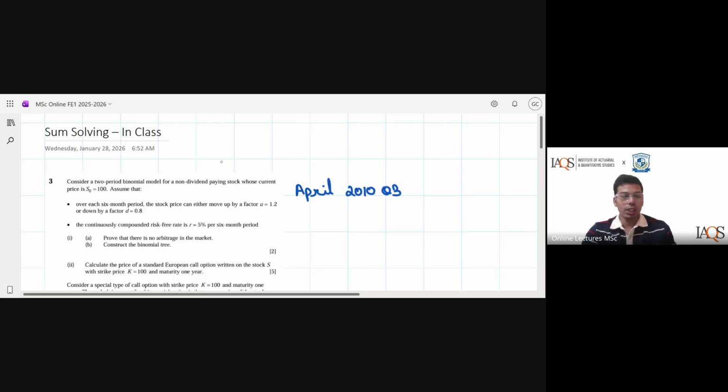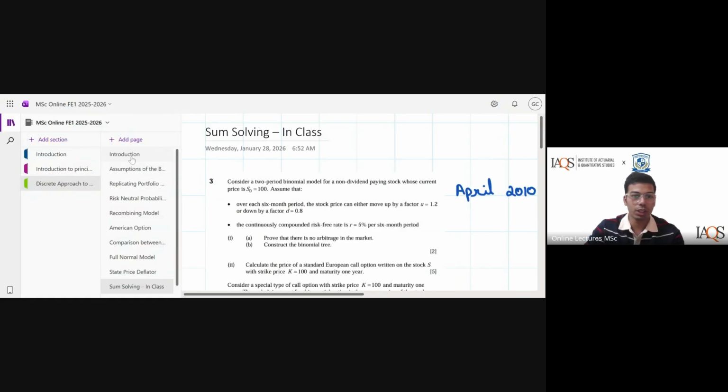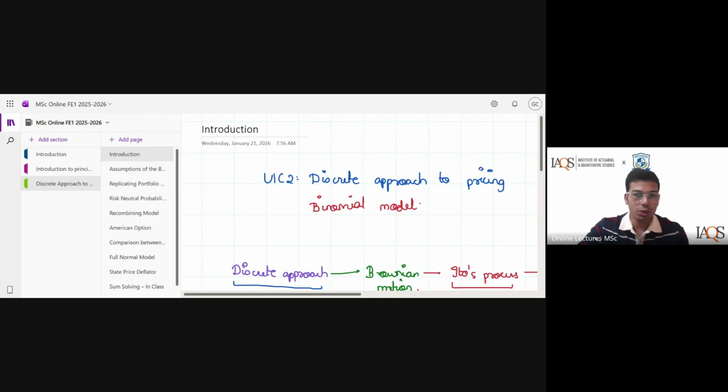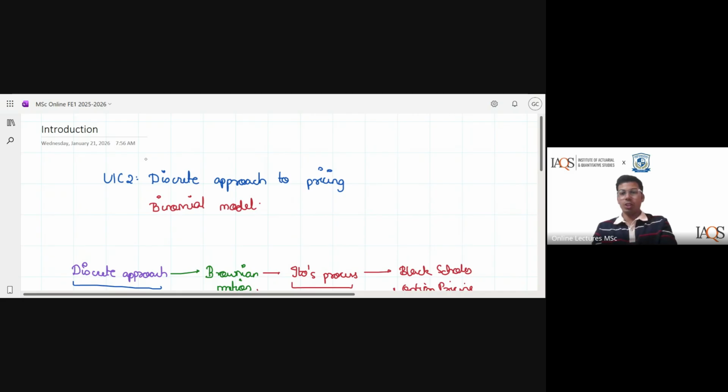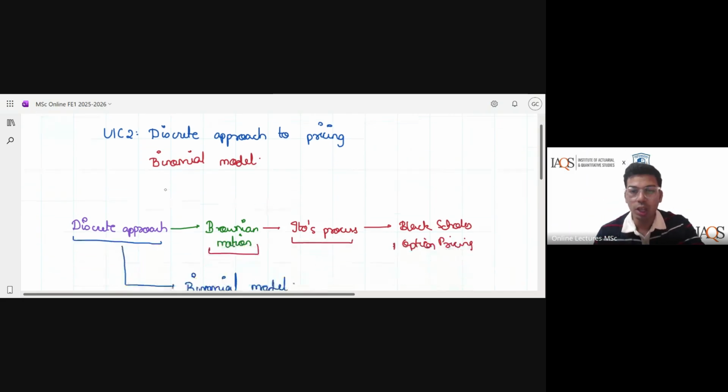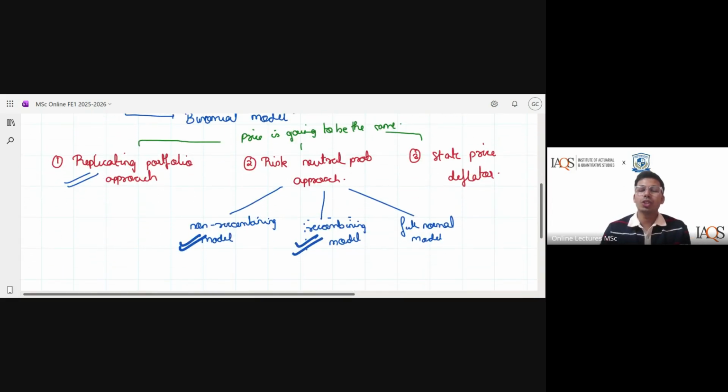Oh, sure. I'll just quickly revise the entire chapter, see what we studied, whatever we completed before starting the sum solving. So the chapter was Unit 1, Chapter 2, which is the discrete approach to pricing, also known as the binomial model. This was the first attempt towards building an option valuation model. The main assumption, or rather the main critique, of this entire chapter is that it is under a discrete process. It assumes that the underlying asset price, underlying ST, follows a discrete process, or a binomial model, in that particular scenario.